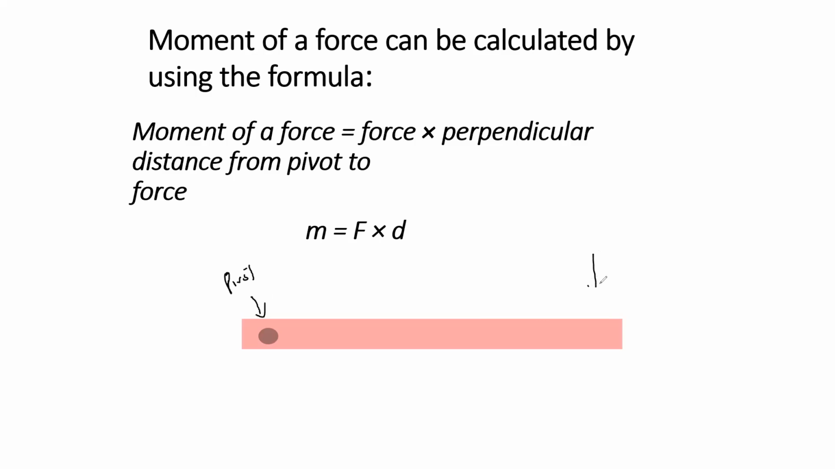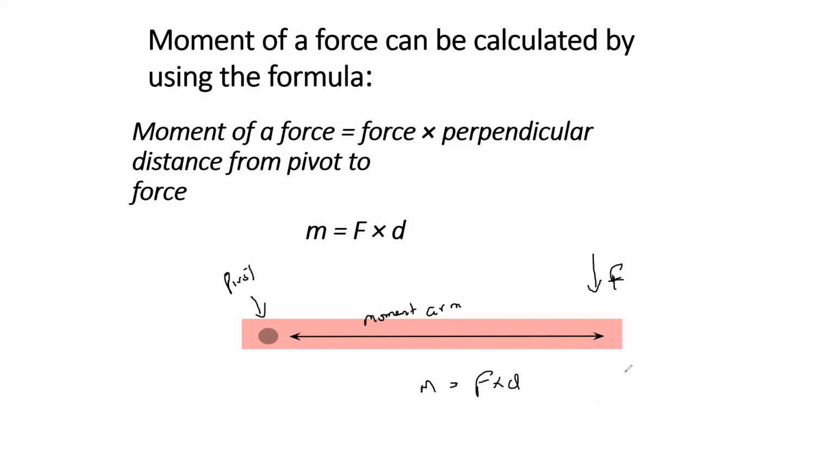When we apply a force on the object, the perpendicular distance from the point of action of the force to the pivot is known as the moment arm. The perpendicular distance from where we apply the force to the pivot is called the moment arm. So moment is the product of force multiplied by moment arm.